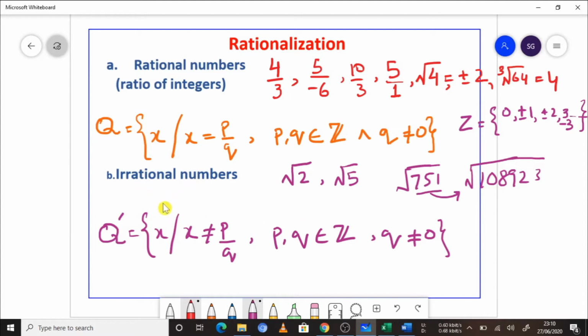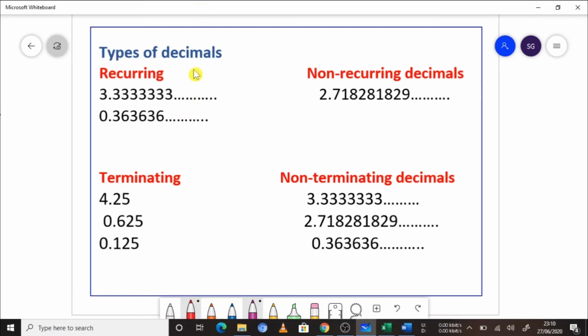So let's discuss an easier way of identifying whether a number is rational or irrational. Here we have types of decimals. There are basically two types of decimals: the ones which are recurring and the ones which are terminating. The opposite of recurring is non-recurring. So what does recur mean? As I used to tell my students, recur means reoccur. It means repeated or coming again and again.